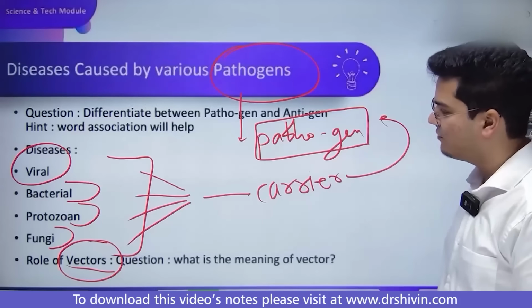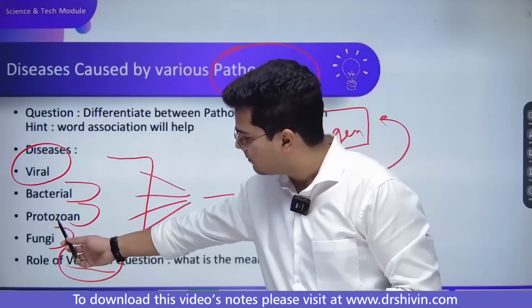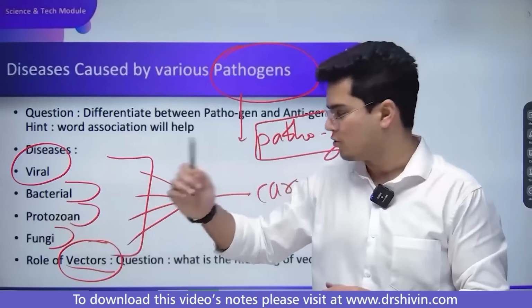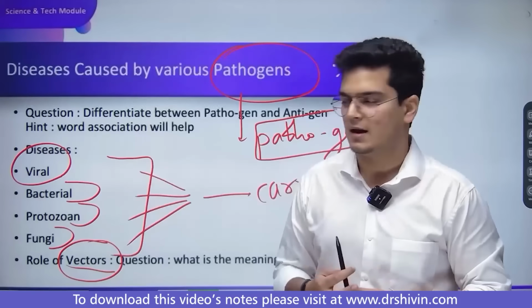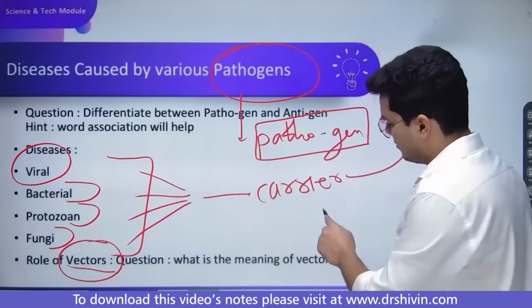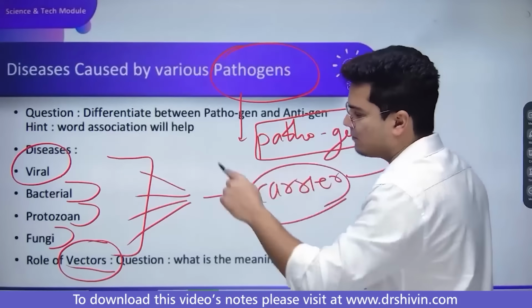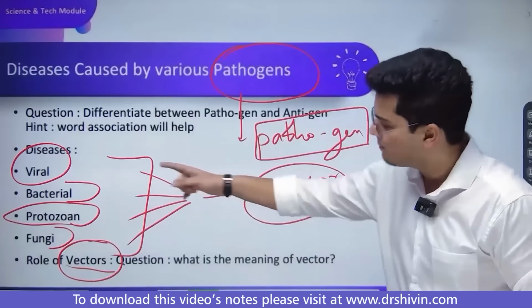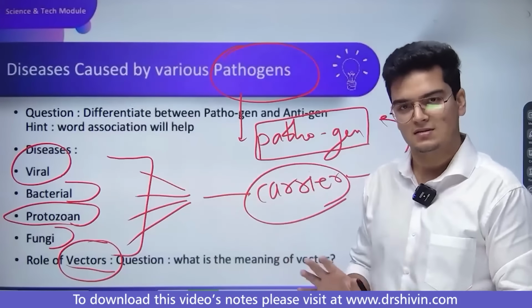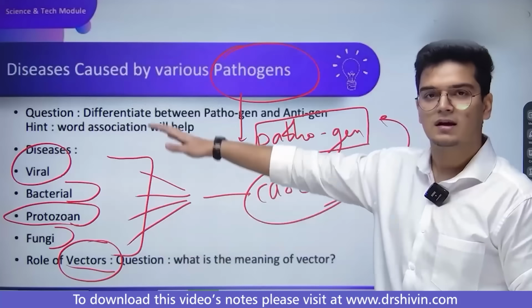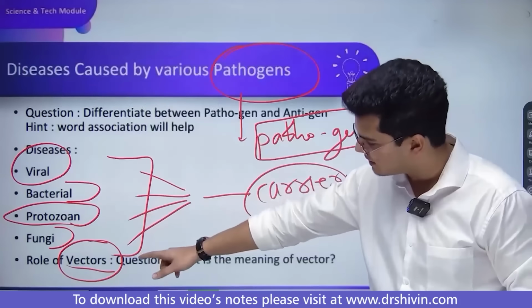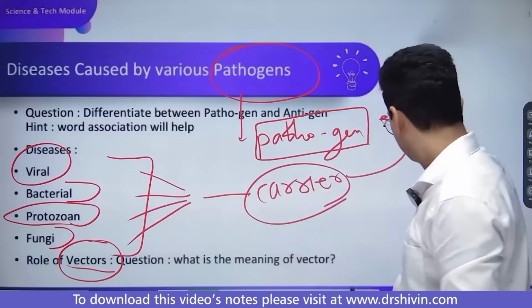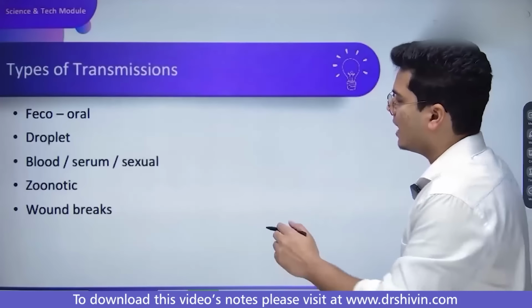For example, if a mosquito brings the protozoa causing malaria to my body, the mosquito is the carrier and the protozoa is the pathogen. So mosquito is the vector and protozoa is the disease causing organism. ये बात समझ आई कि disease causing organisms हैं, there is a vector, vector is carrier. Now, type of transmission.